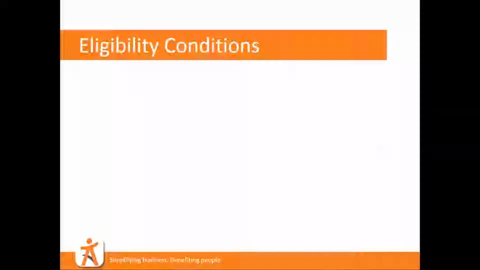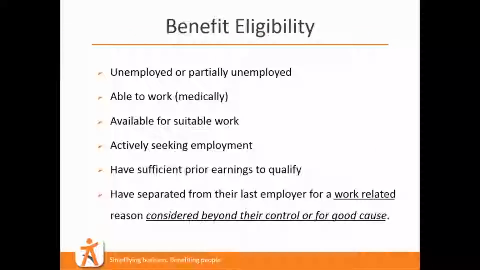So what are some of the eligibility conditions? What are the conditions that would entitle a person to unemployment benefits? The first one is that the person has to be unemployed or partially unemployed. They have to be able to work, available for work, actively seeking employment, and have sufficient prior wages to qualify monetarily, which is a very minimal amount. In addition, they have to have separated from their last employer for a work-related reason considered beyond their control or for good cause. And we're going to discuss those reasons in detail.